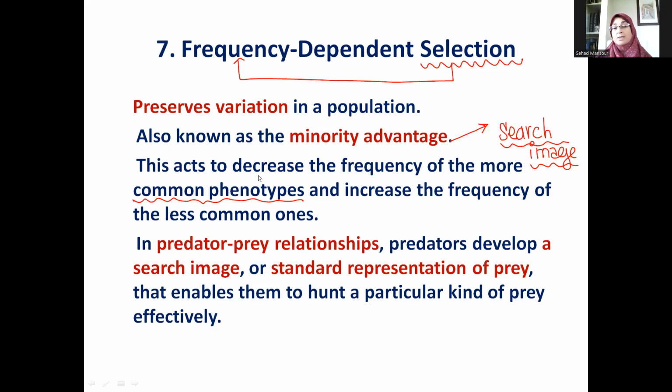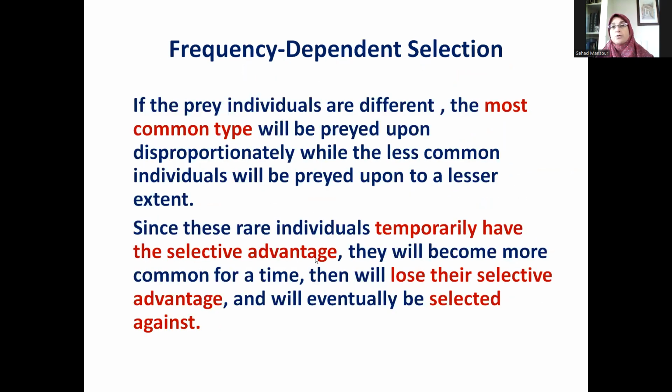How? Because it acts to decrease the frequency of the more common phenotypes, and it increases the frequency of the less common ones. How? Because during the time when the common phenotypes were preyed upon, the minority individuals were reproducing at ease without the presence of any competition. So as I told you, in predator-prey relationships, the predators develop a search image. What is a search image? What is the definition of a search image? It is the standard representation of the prey that enables them to be focused on a particular kind of prey.